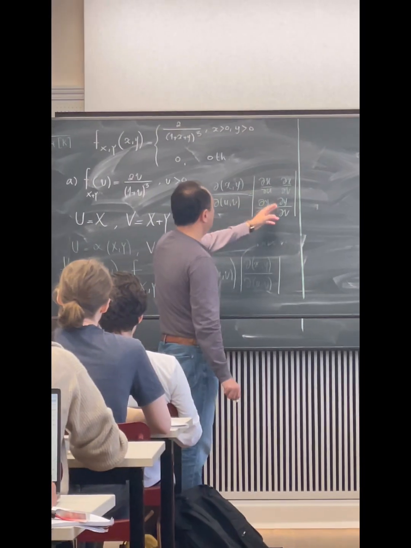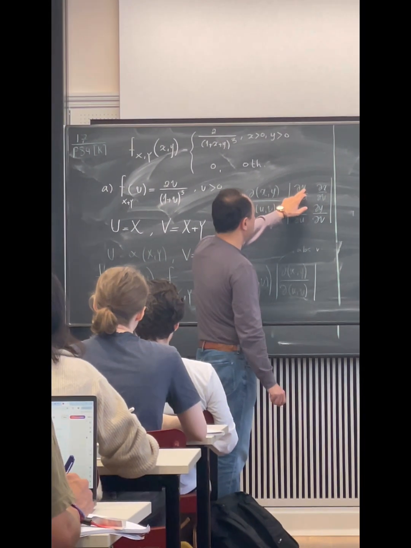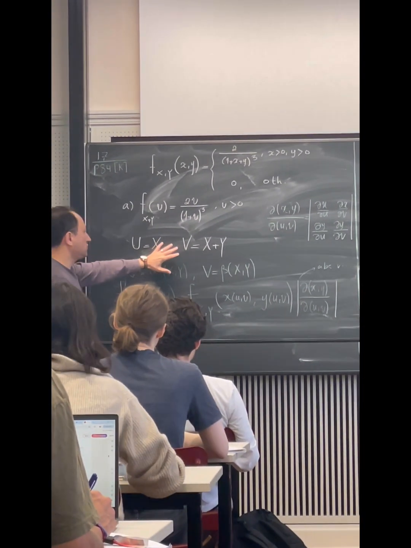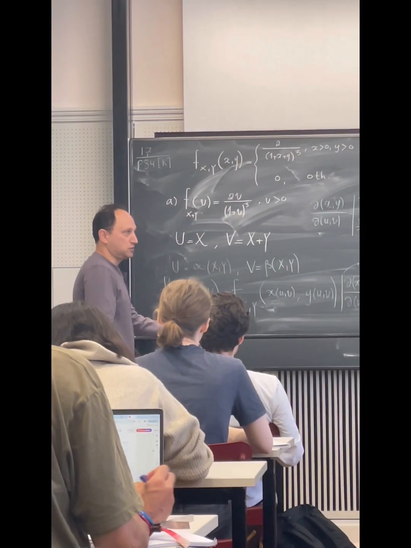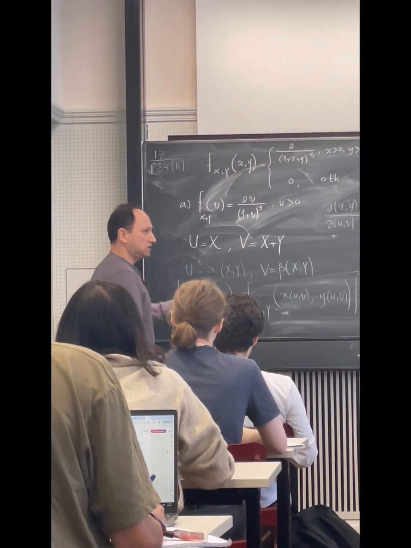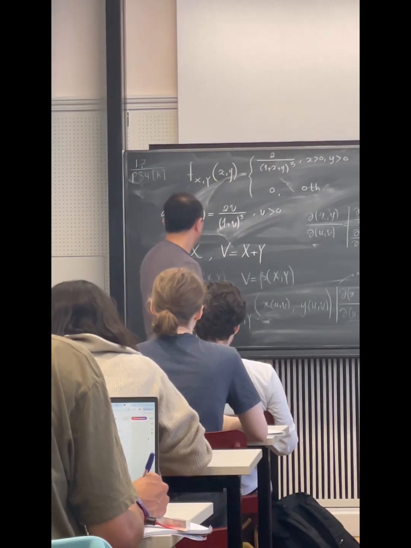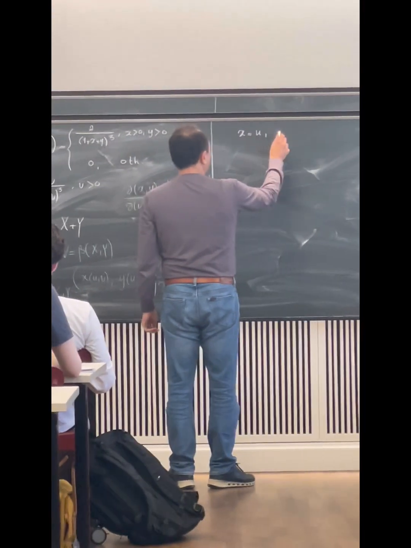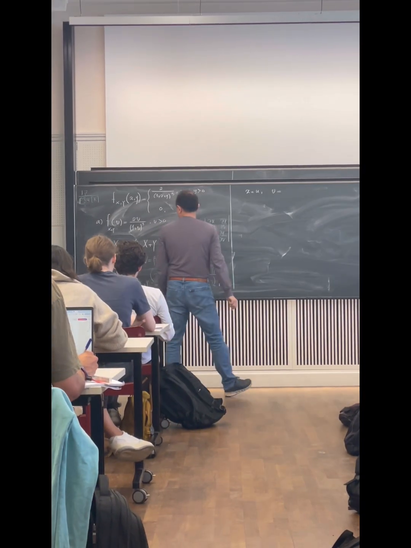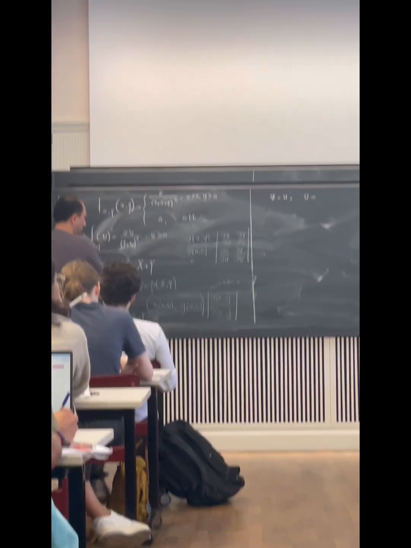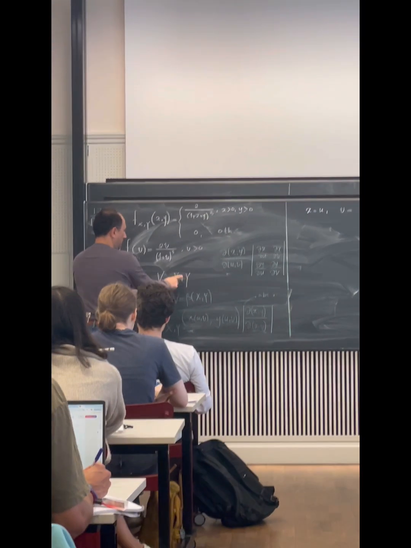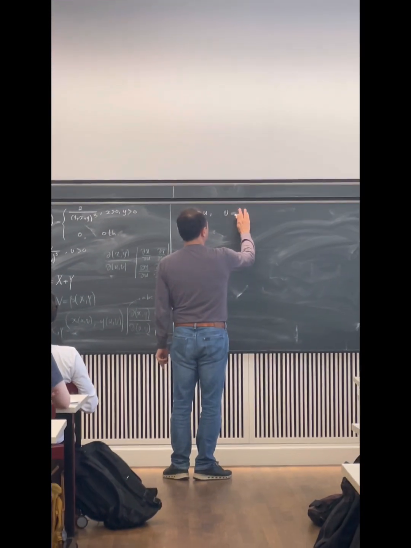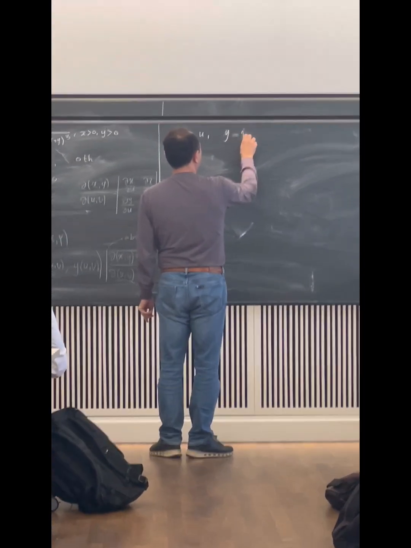In order to calculate this Jacobian, I need to express x and y as functions of u and v. So this means that I have to solve this for x and y in terms of u and v. But x is already solved, and if you don't mind, let me write lowercase letters. So x is just u, and what is v? The v is x plus y, which is u plus y. So y becomes v minus u.